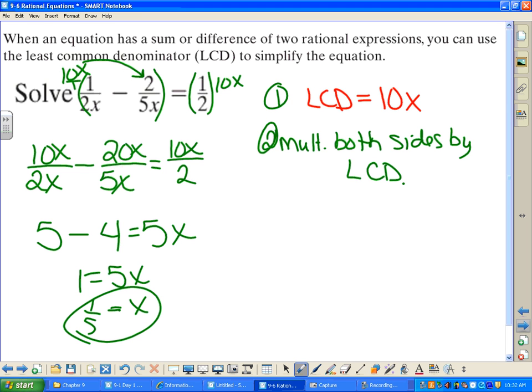You're multiplying the whole thing by the LCD, but when you multiply by 10x, it's like multiplying 10x over 1. And when you multiply fractions, you multiply straight across. Tops by tops, bottoms by bottoms. Okay? So let's try another example.